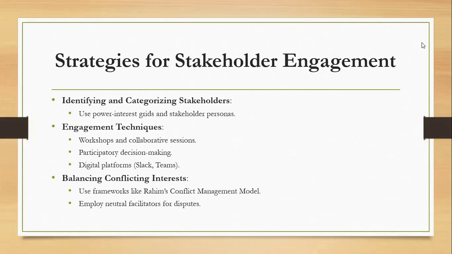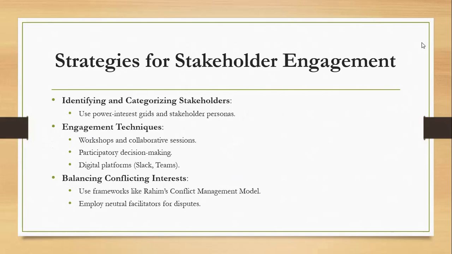Now, let's explore strategies for engaging stakeholders effectively, which is essential for the success of any project. The first step is identifying and categorizing stakeholders. Stakeholders can include clients, team members, sponsors, regulators, even the community. To prioritize them, we can use tools like the Power Interest Grid, which help us focus more on stakeholders who have the most influence or are directly affected by the project.